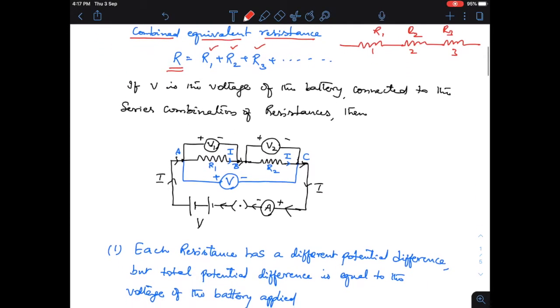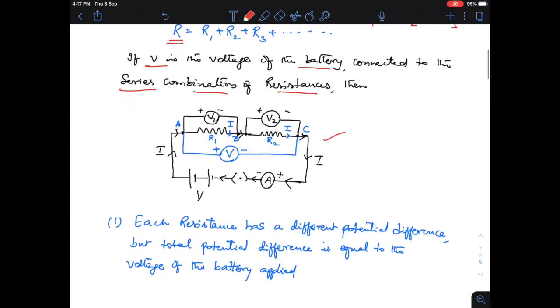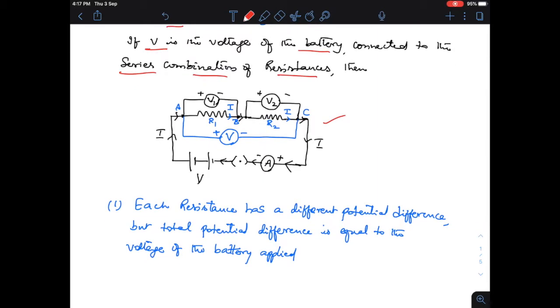Now, there are two important points which we need to understand, for which let us look at this circuit. If V is the voltage of the battery connected to the series combination of resistances. Here in this example, I have taken only two resistances, R1 and R2. They are in series, points A, B and C. B is the point where they are connected end to end, and then it is connected to a voltage V of the battery.